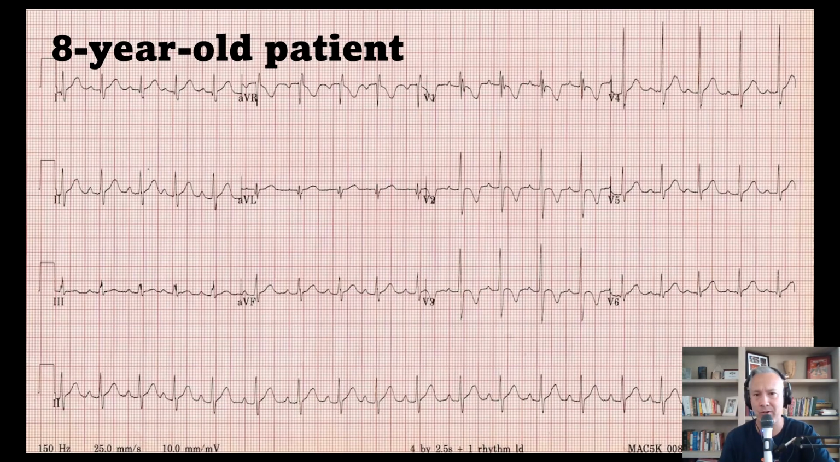This is an 8-year-old. You see that T wave inversion in V1, V2, and V3. And this is completely normal. This is normal for a child. It indicates those high right atrial pressures that the child had in utero. And as they age, this should slowly transition to upward T waves, at least by age 10 to 12.